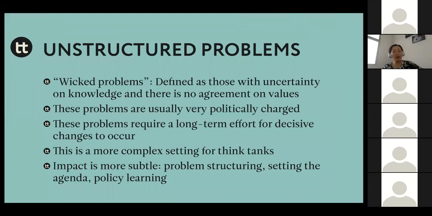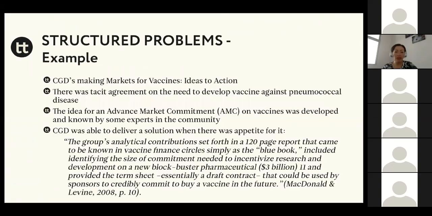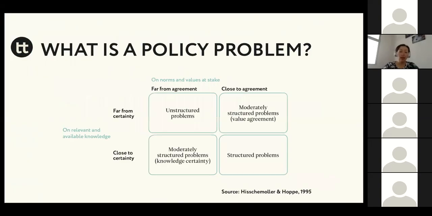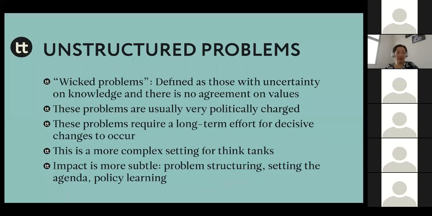Now we're going to go to the opposite part of the diagram. So if we go back here, we have just now explained what the structured problems are. And now we're going to go to what unstructured problems are. Those where we are far from agreement on the political side, and we are also far from certainty in the technical part. So let's review these types of problems.